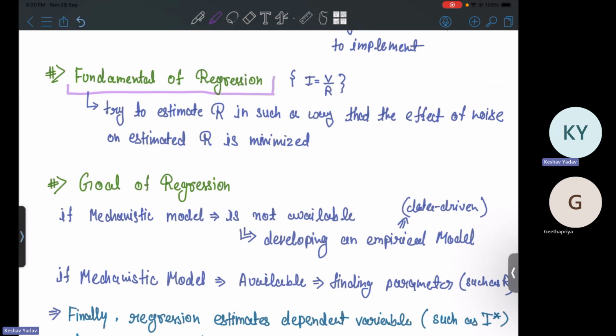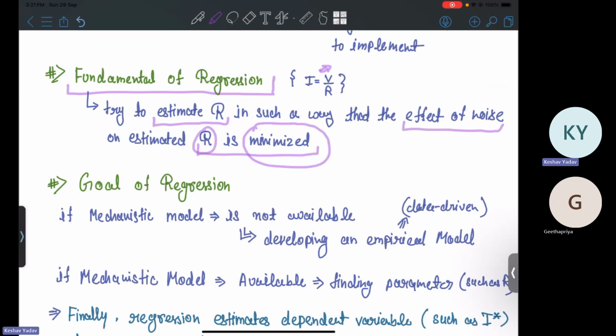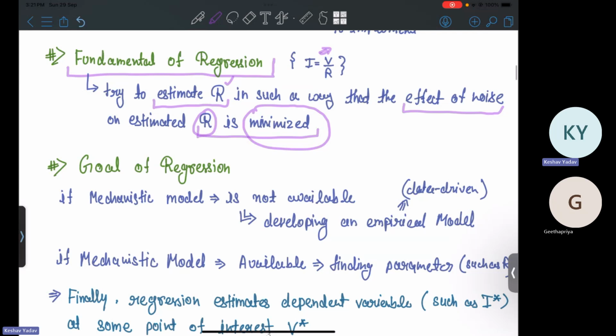Now, what is the fundamental of regression? Suppose we have I equal to V by R. What will regression try to do? The regression will try to estimate R in such a way that the effect of noise on R is minimized. So we want to minimize the effect of noise on R. In that way, we will estimate the resistance.